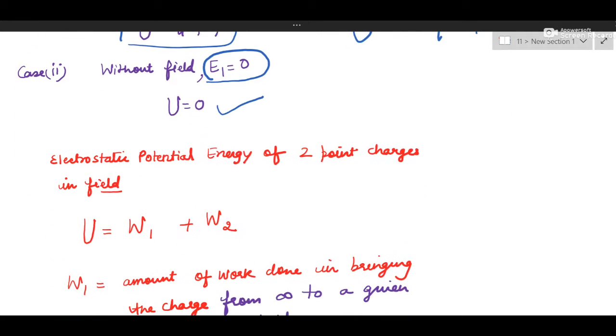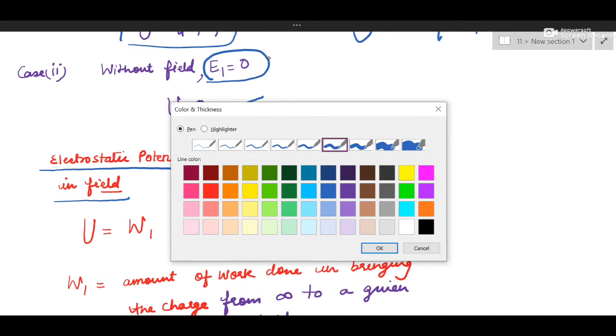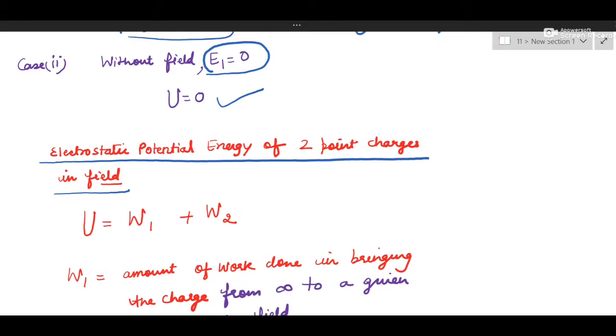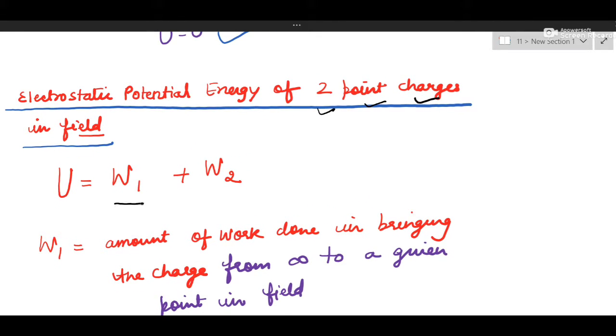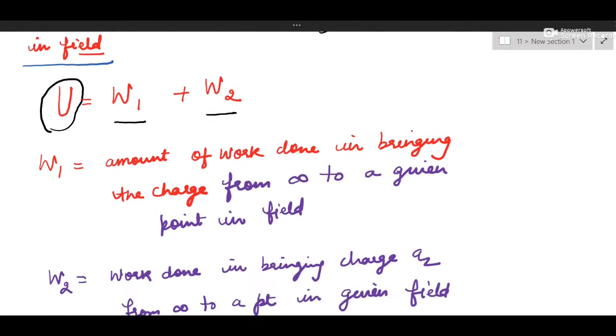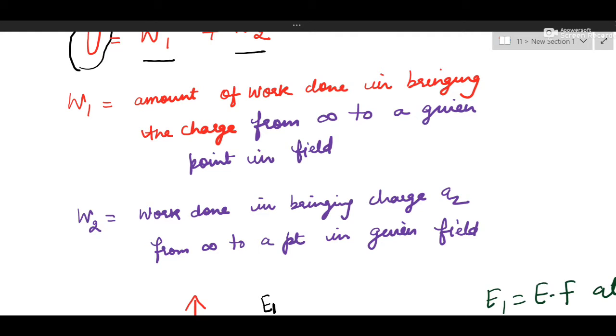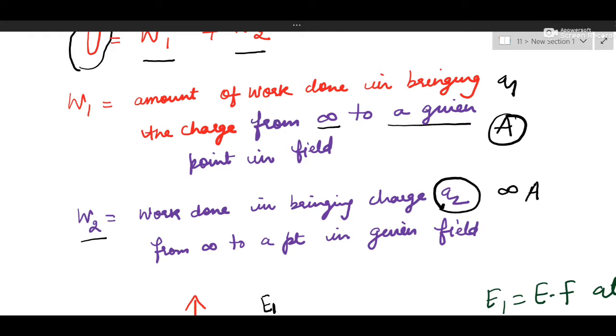Now getting to the next topic, which is electrostatic potential energy of two point charges in an electric field. Because it is a topic of two point charges, we will be bringing two point charges in the electric field. Definitely the sum of both works will be equal to the electrostatic potential energy of two point charges. W1 is the work done bringing the first charge Q1 from infinity to point A, and W2 is the work done bringing charge Q2 from infinity to B.